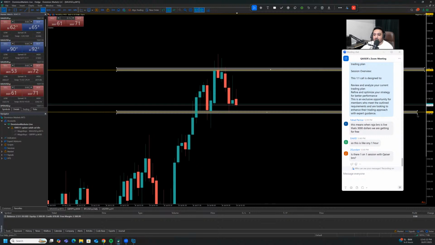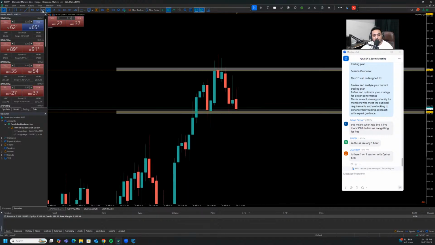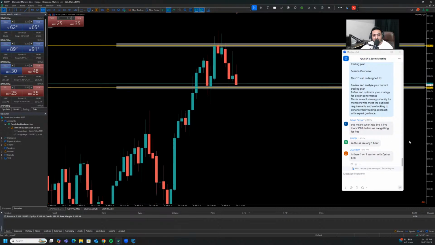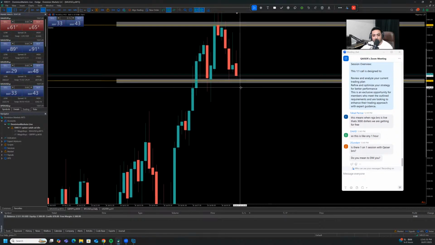So just waiting. The 50-minute candle is breaking the low. The 30-minute is just in this way. The 50-minute is breaking the low again. If we break and close below the support.